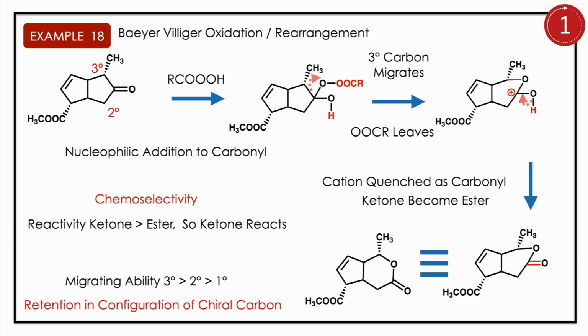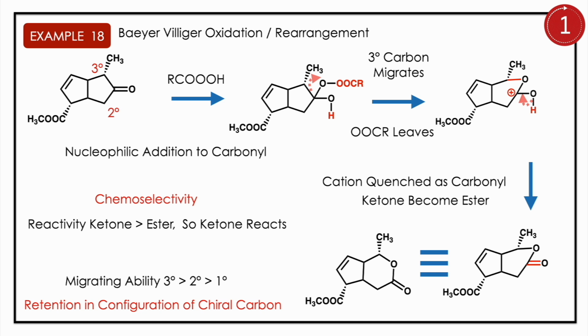Here you have two carbonyls in the system. One is a ketone, one is an ester. So chemoselectivity is required according to the carbonyl reactivity. If you look at the carbonyl reactivity, ketone is more reactive than ester because ester has an electron donating oxygen which quenches the positive charge. So ketone is reactive. So it is a chemoselective reaction. Only the ketone reacts. So peracid attacks the ketone, not the ester.